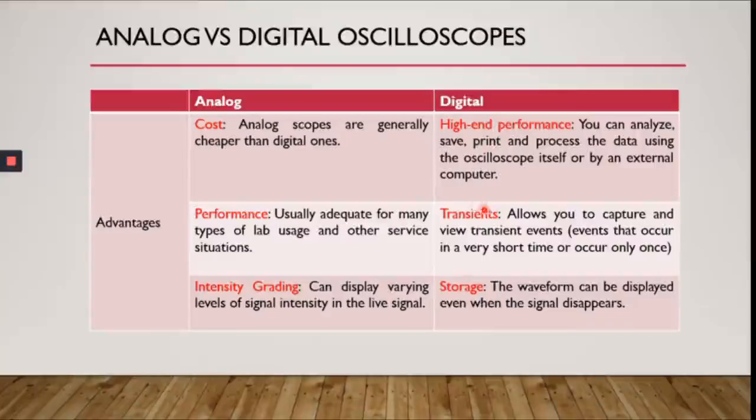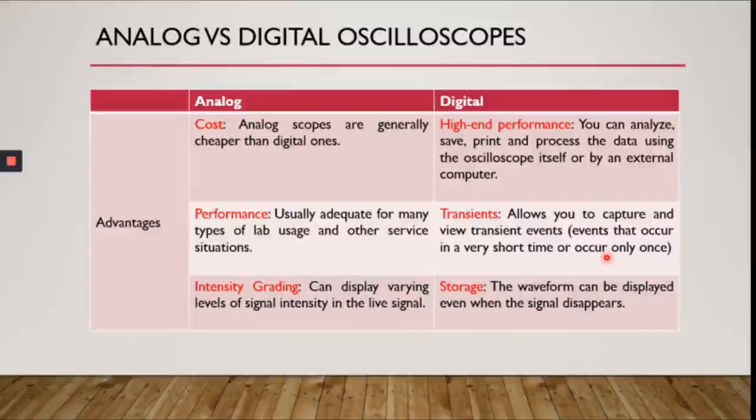Okay, another advantage for digital oscilloscopes is transients. It allows you to capture and view transient events. Now, a transient event is an event that either occurs in a very, very short time or occurs only once, like a glitch or a sudden change that is not easily observed using an analog oscilloscope.